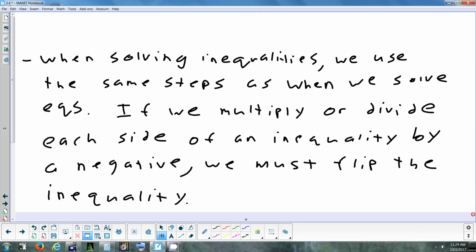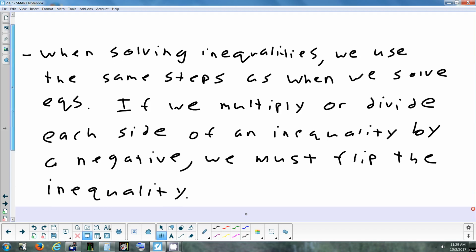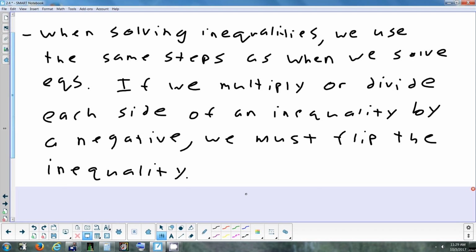If you add or subtract, you never flip the sign. Only if you multiply or divide by a negative. And if you solve a problem in a clever way, you can pretty much avoid this all the time, depending on which side you put your x's on. But you can always put them on a certain side to avoid this problem. It's not really a problem.